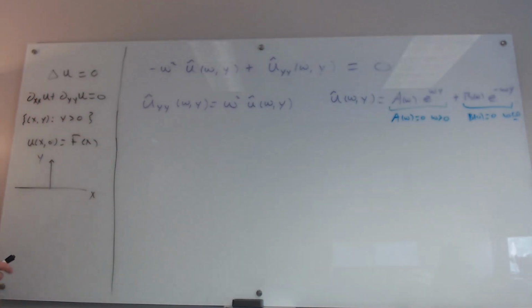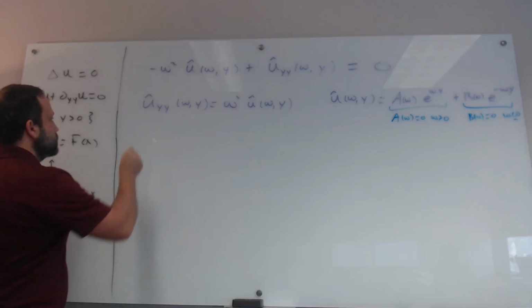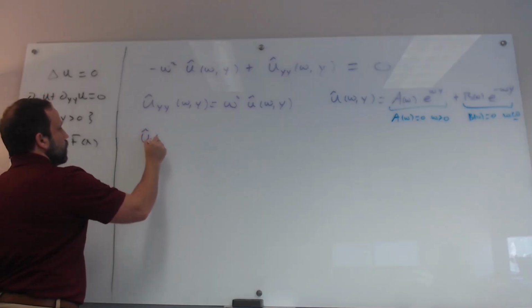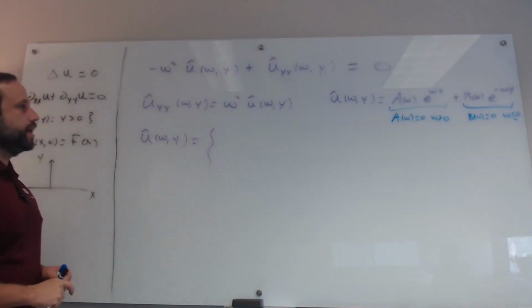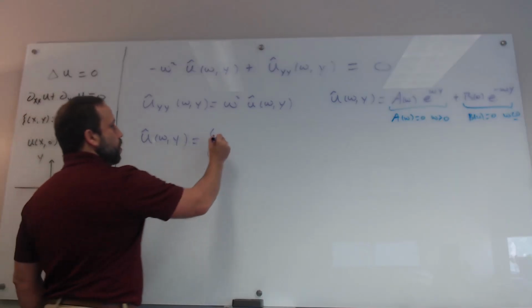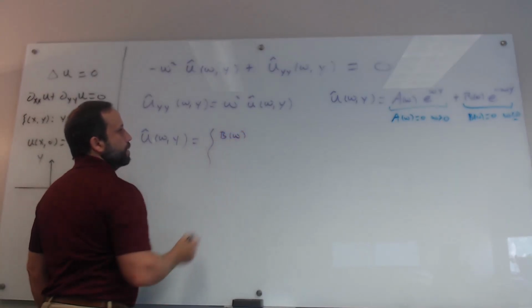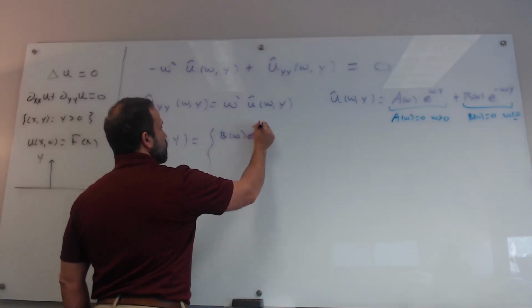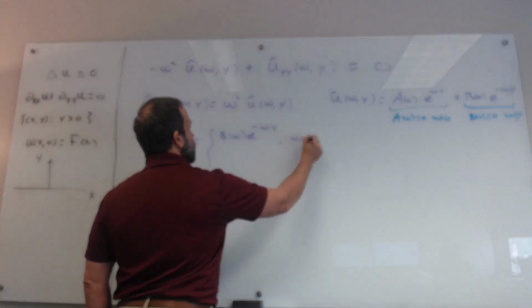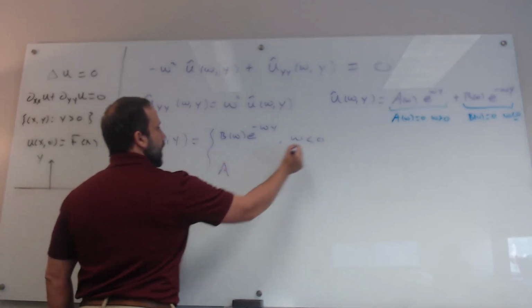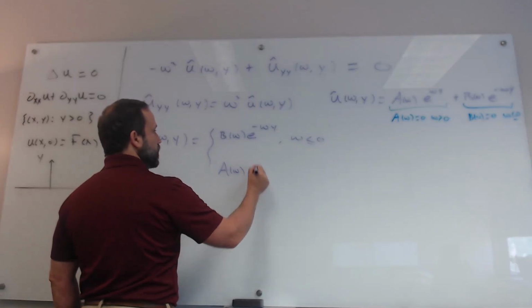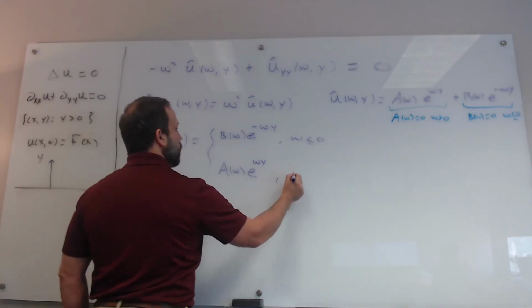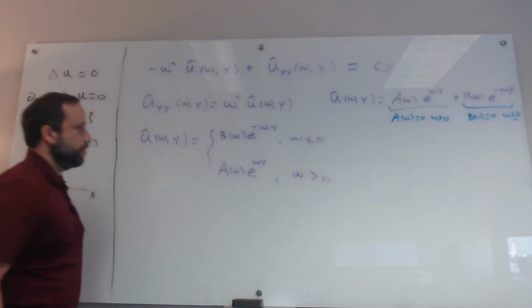Okay, so at any rate, what we have then is u hat of omega, y. We're going to have two different things. When omega is less than 0, it's going to be b of omega times e to the minus omega y. This is omega less than 0. And then for omega less than or equal to 0, we have a of omega times e to the omega y, where omega is greater than 0.